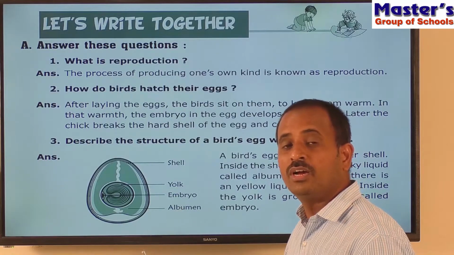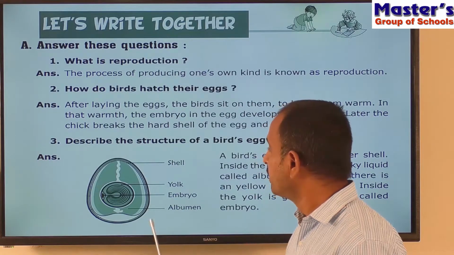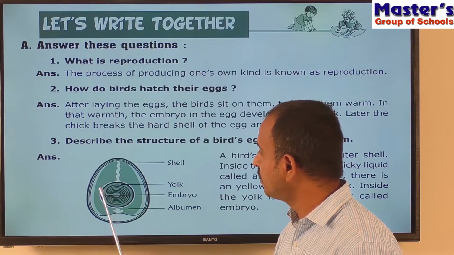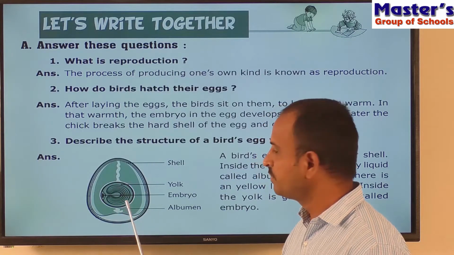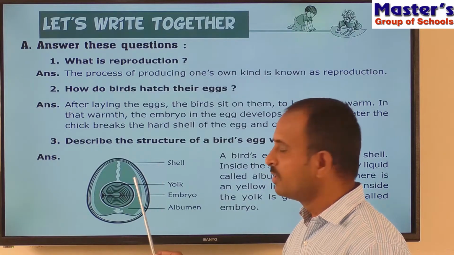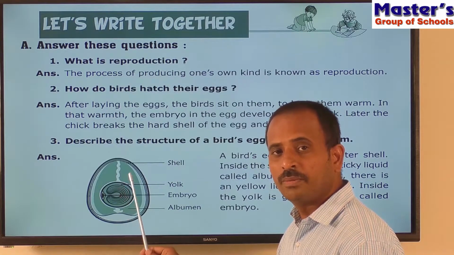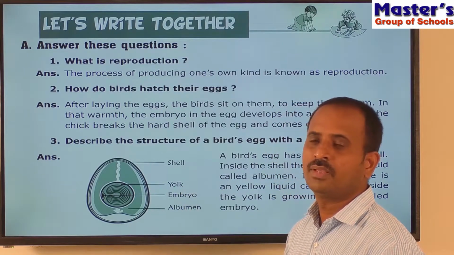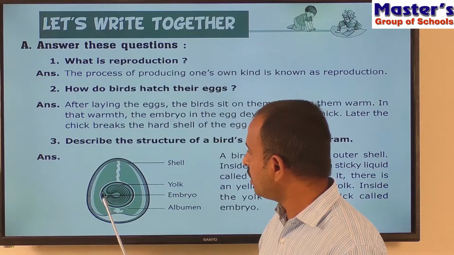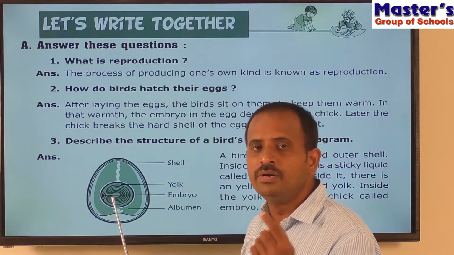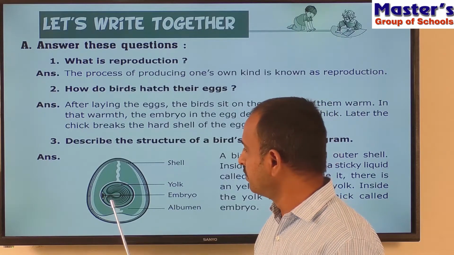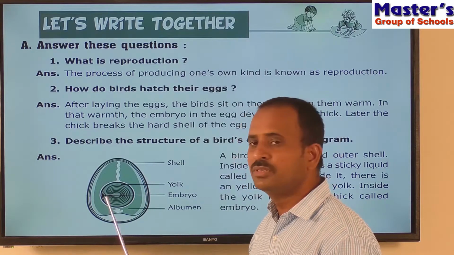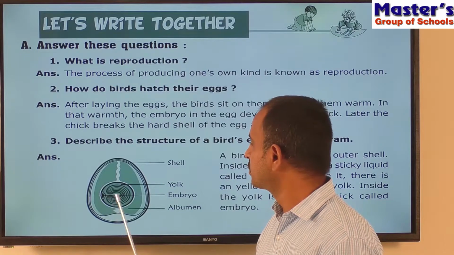And again, you will observe a yellow color liquid inside the albumin. Children, you are observing a round shaped liquid which is yellow in color. This yellow liquid present in the albumin is called yolk. And inside the yolk, you are observing a small growing body, which is called the embryo. This is the small growing bird, which is called the embryo.